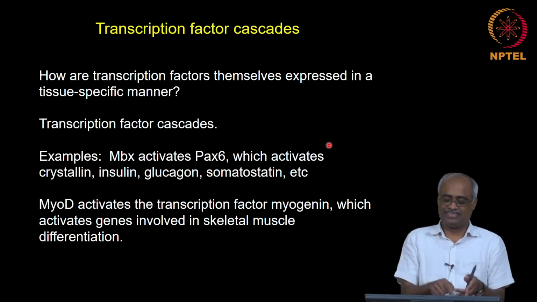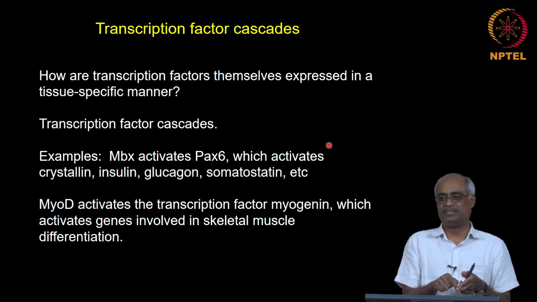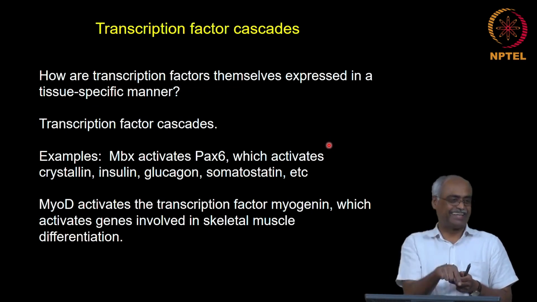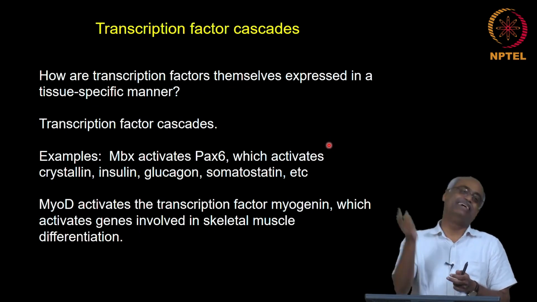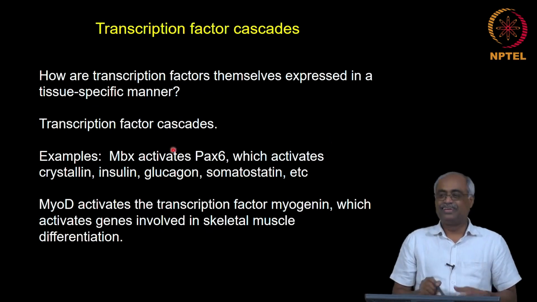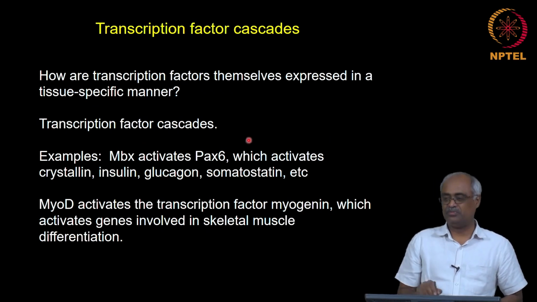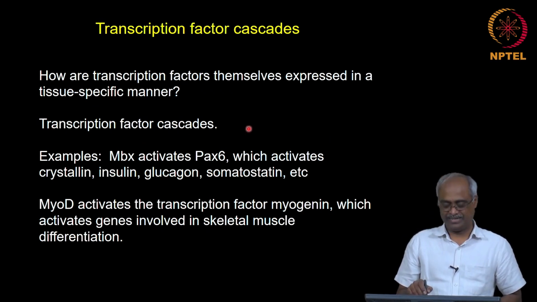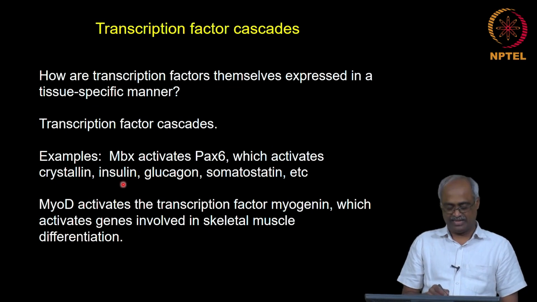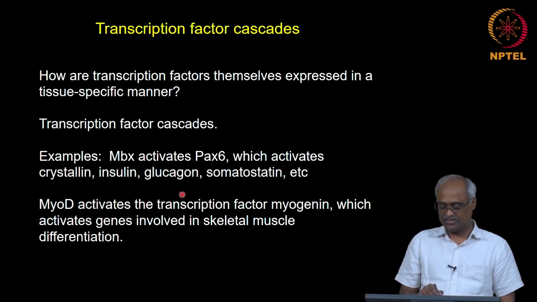Similarly, why is this transcription factor expressed in endocrine cells? Because another transcription factor activated it. Why is that active only in the pancreatic lineage? It's because another one activated it in the endoderm lineage. So that leads us to what is called transcription factor cascades. Okay, so they work in cascades. Example, PBX activates PAX6, and PAX6 activates, as we saw already, crystallin in the lens, and insulin, glucagon, somatostatin, another pancreatic hormone. Okay, so on.